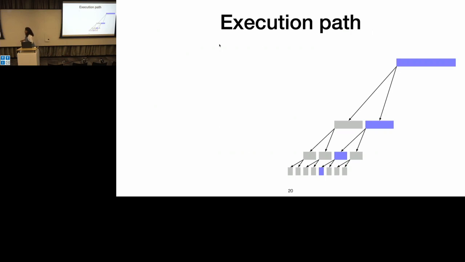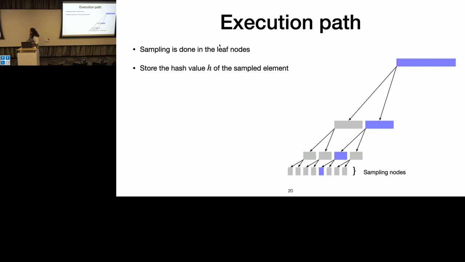Here is some more detailed example. Let's follow some particular execution path. First of all, as I mentioned before, sampling is all done in the lower level, in the leaf nodes. Once you sample, you're going to store the hash value of whatever you sampled. Then you're going to check whether this hash value occurs in all windows. Your ideal goal is to check if this hash value occurs in every window after that, and somehow it also occurs in a way that it's from one of the sampled elements. So these are what I would call the check nodes.